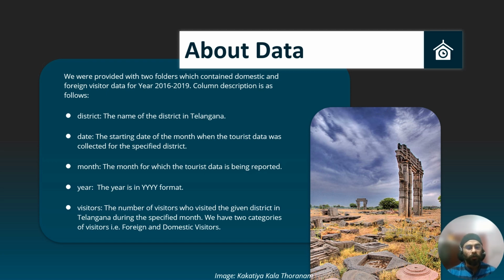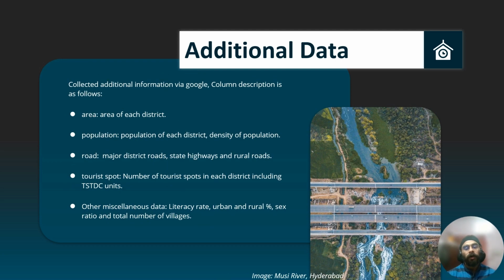So we had two folders which contained domestic and foreign visitor data for the years 2016 to 2019. I have mentioned the column description below. Now, apart from the data that was provided to us, I also did some additional research and collected the state demographics data. The column description is as follows.